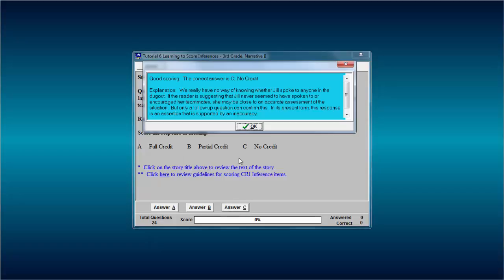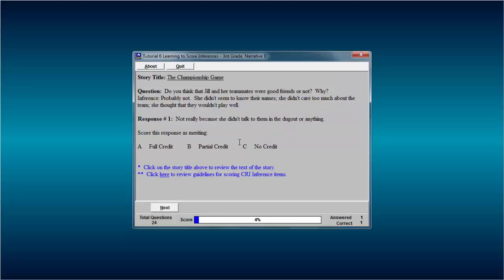And when I do that, here is the feedback I receive. We really have no way of knowing whether Jill spoke to anyone in the dugout. So here, notice also at the last sentence, a follow-up question could have been asked here. That's an important thing to realize, that if you're uncertain whether the student knows, there's no problem with asking for a probing question.